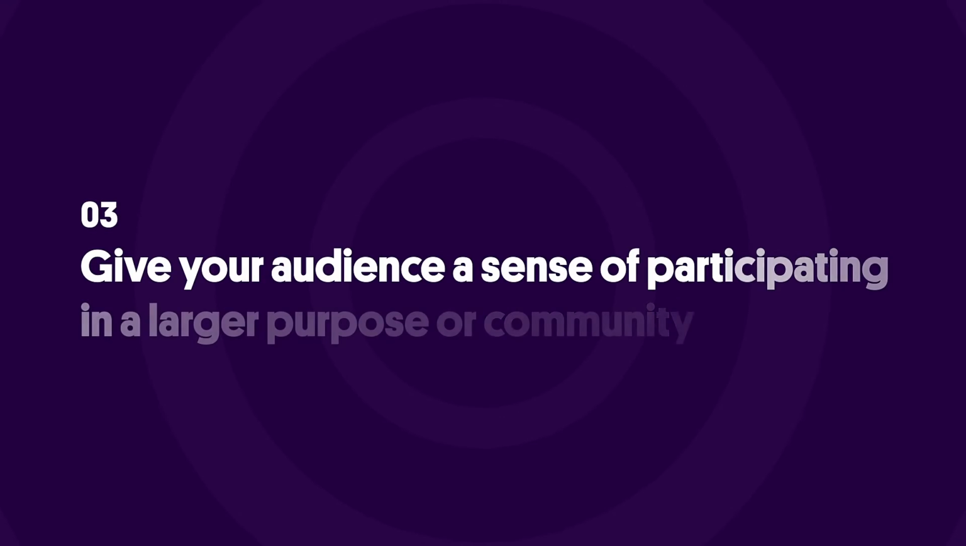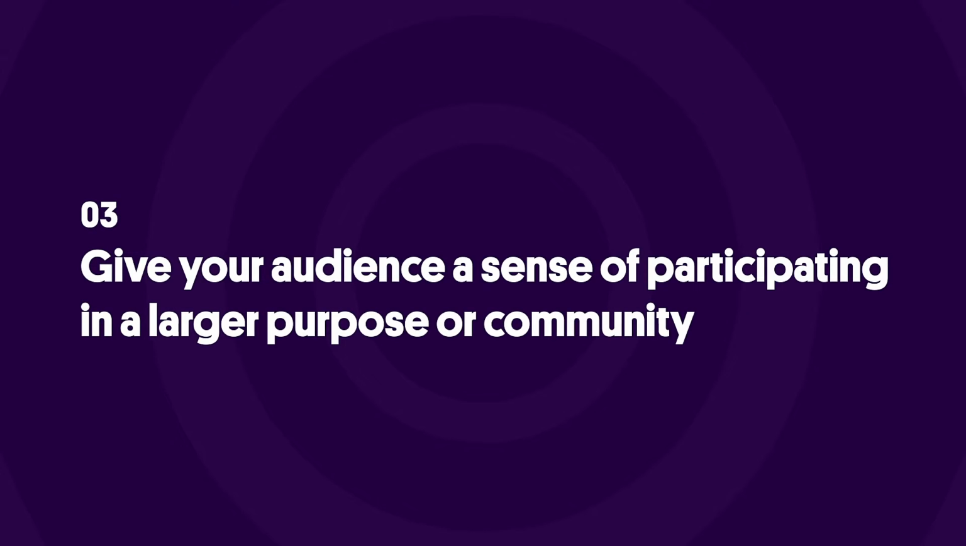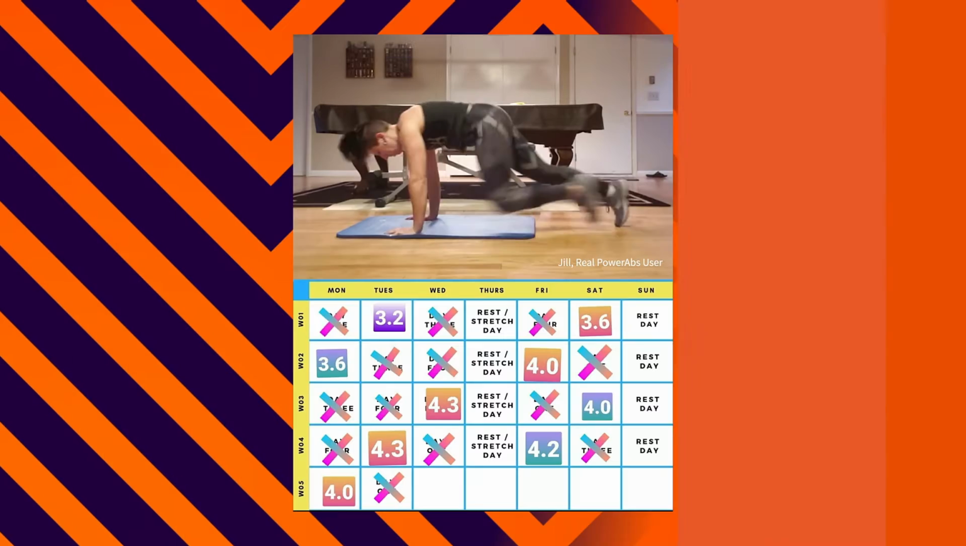Now let's talk about key number 3. Give your audience a sense of participating in a larger purpose or community. And this is so important for UGC content. At least for Montum, we do this a lot with our Facebook group, but in this ad, you can see another way that you can do it for your brand. This ad's very quick, guys, only 15 seconds.